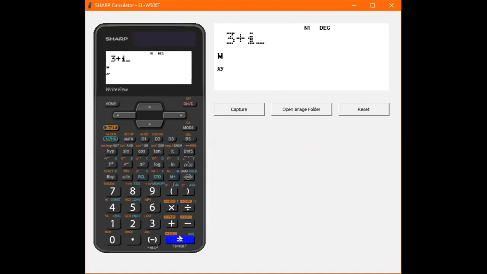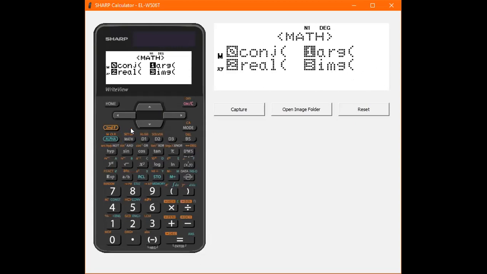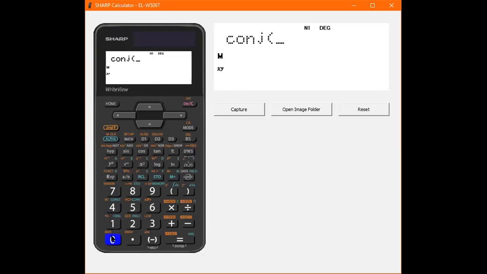Okay, so if I press equals, you'll just see that it breaks it up into your real values and into your imaginary values. And if you want the conjugate of this value, you can say math and press 0, and then we just type in whatever we want conjugate for and press equal. I mean, it's quite basic and very simple as well.